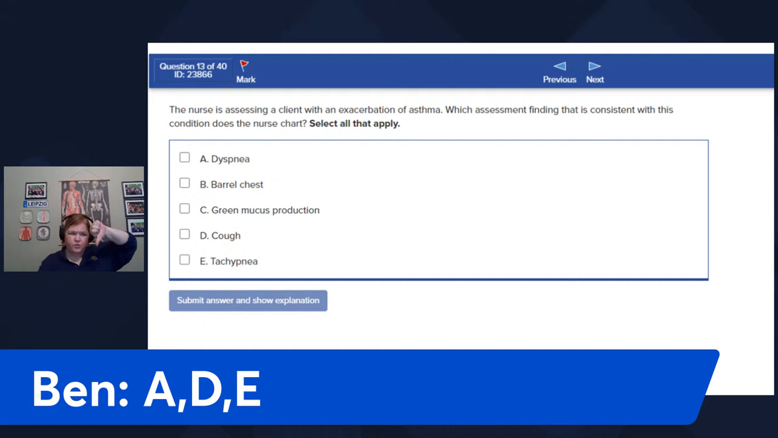Green mucus? Hey, descriptor words really matter. Remember when we talked about mucus before, you can see, aha, there was a method to my madness. The reason we're talking about mucus is I was trying to get you prepared for this with the review. Green is no good. So we would expect it not to be green. So just with an exacerbation of asthma, so far I would have dyspnea. Would I have a cough? Yes. Would I have tachypnea? Remember that's fast breathing. Yes. So A, D, and E. Good job, Ben. You got it right.